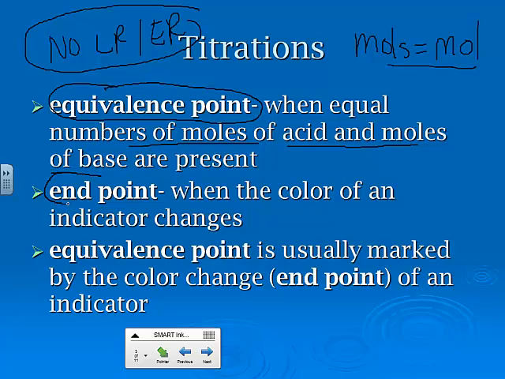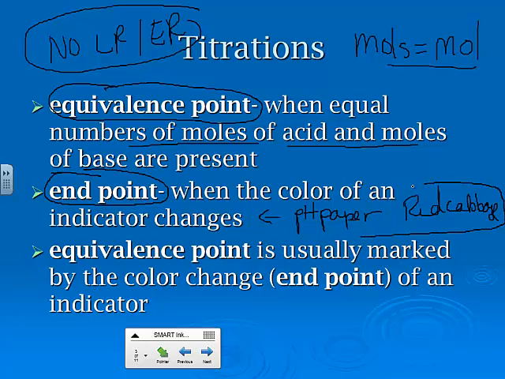Now, an endpoint is when the color of an indicator changes. We saw some of these indicators with pH paper and with the red cabbage juice. So we saw some of this when we talked about indicators, and if not, hopefully we'll get a chance to see some of these at some point. Now, the equivalence point, like we said, is usually marked by the color change.